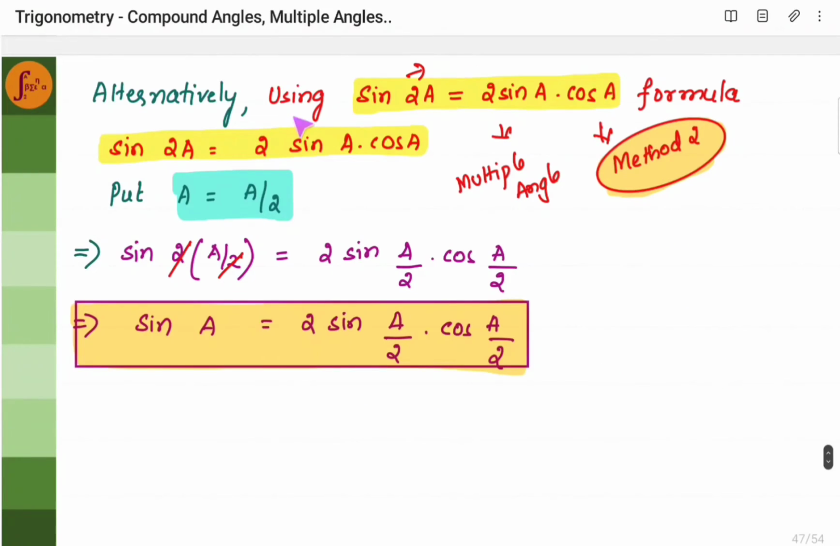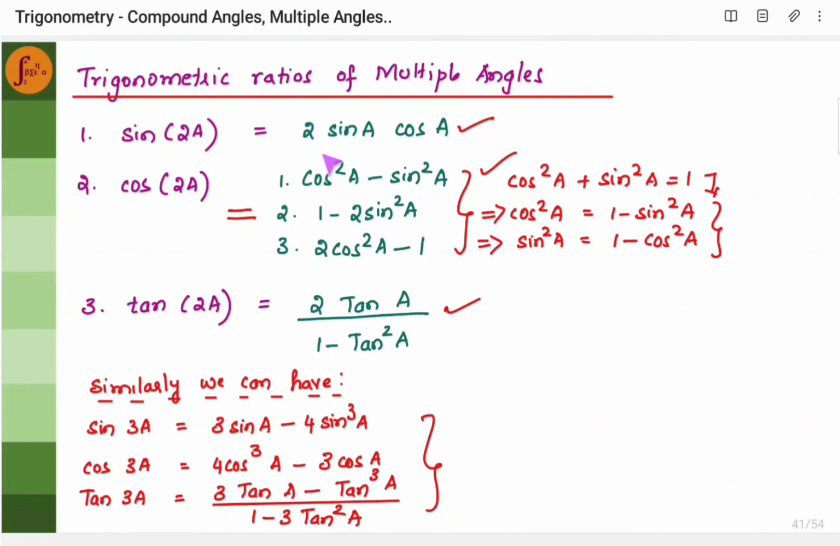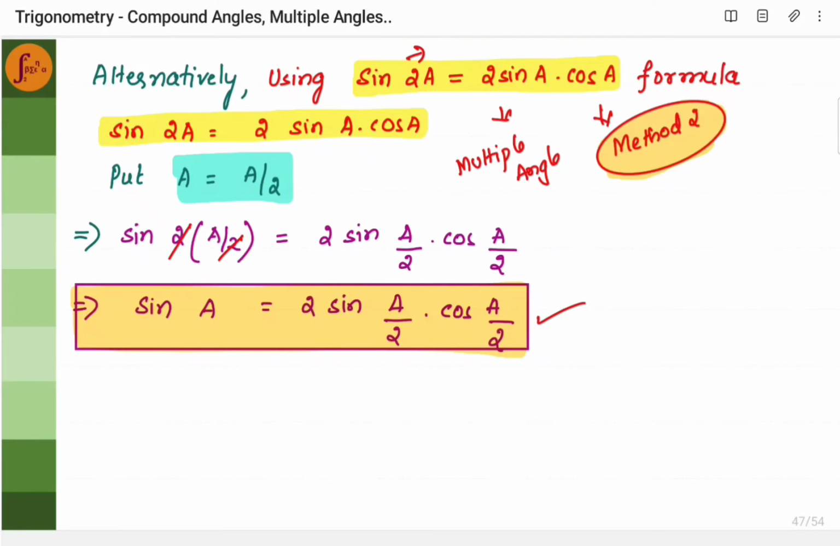Now we'll go to the alternate method, which is given in the textbook, using the multiple angle formula, that is using sin 2A. Sin 2A is 2 sin A into cos A. We just saw that here. Now using this formula of multiple angles, we'll derive the same formula. Sin 2A is equal to 2 sin A cos A.